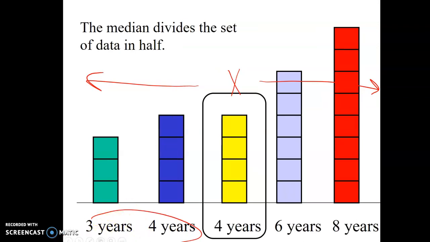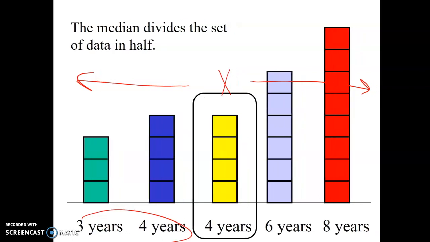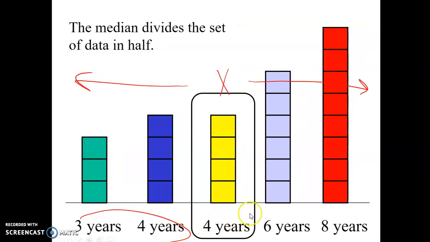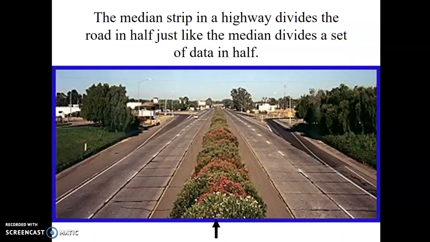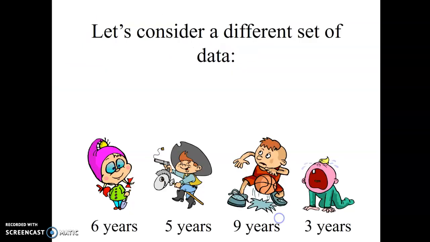Let me just shift this back here real quick. Sorry about that. Okay. So it's dividing the data set into 2 equal groups, where from the median, I have 2 children standing to the right of the median and 2 children standing to the left. The median you can think of as like the strip of highway that divides the road in half. That's called the median. So you can think of it that way. It's the middle of the road.